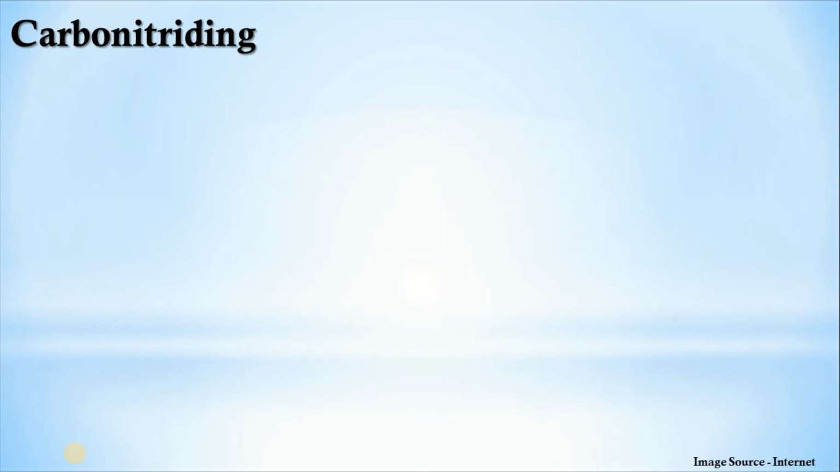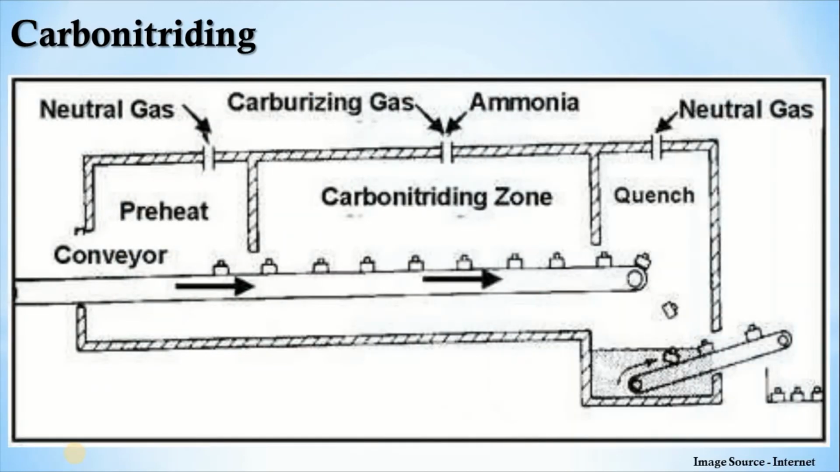Then the next case hardening process is carbonitriding. Carbonitriding is a metallurgical surface modification technique used to increase the surface hardness of metal, thereby reducing wear. During the process, atoms of carbon and nitrogen diffuse into the metal, creating barriers to slip, increasing the hardness and modulus near the surface.